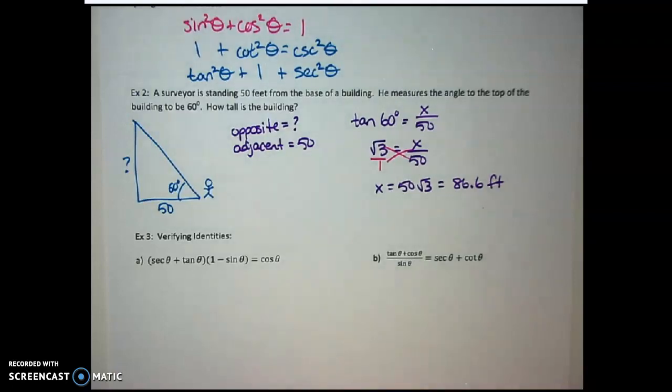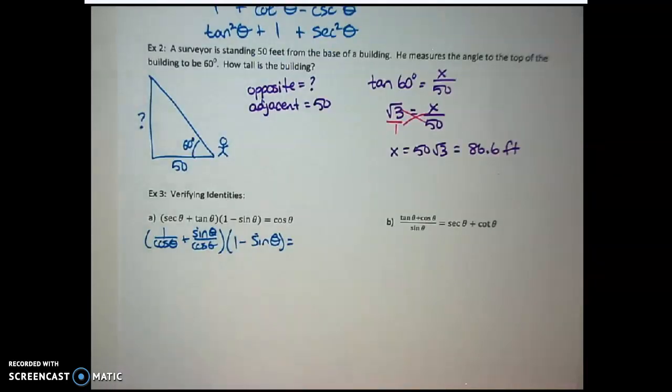Now, verifying identities is probably going to be the hardest thing to teach remotely. It's a lot of trial and error, and it's a lot of frustration, and there's more ways than one to solve these. So I'm going to do each step by step and see how you follow along. First of all, when you're verifying identities, you can only work on one side. So we can't bring that cosine over if we need something later on. You can only work on one side. You're trying to get one side to equal the other side.